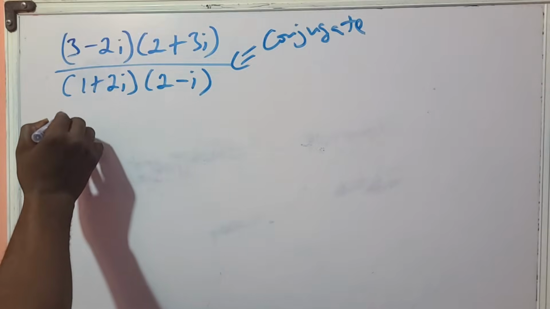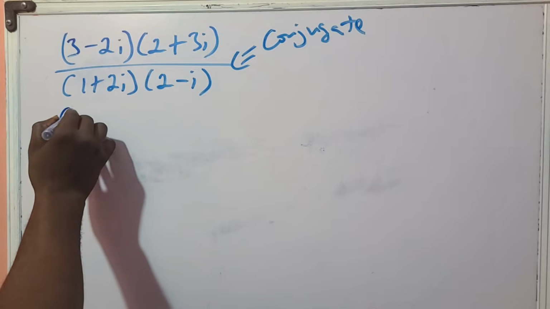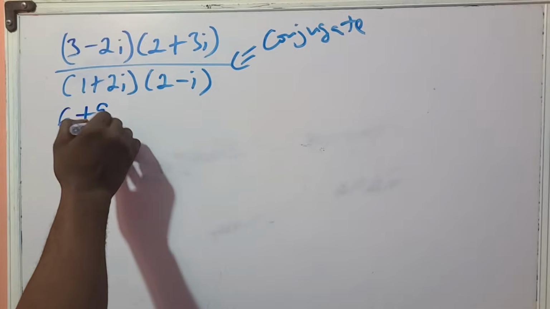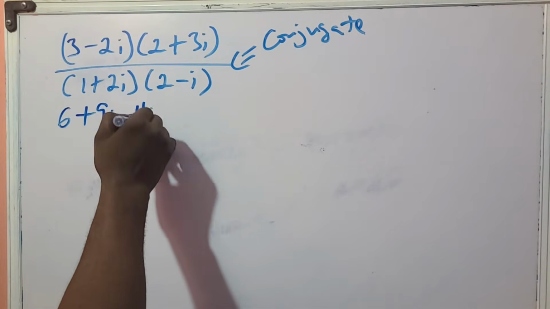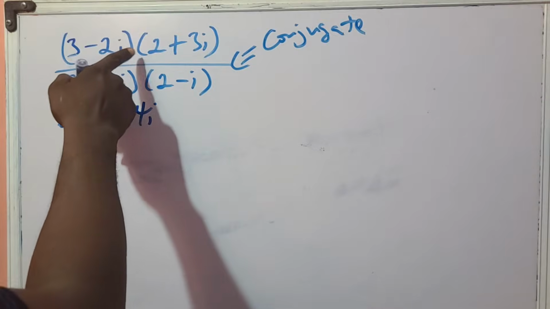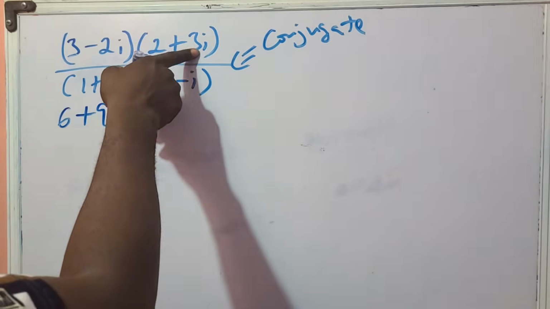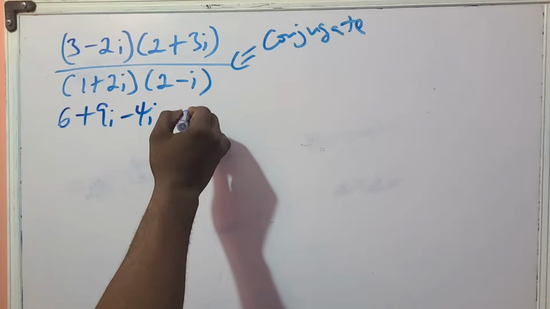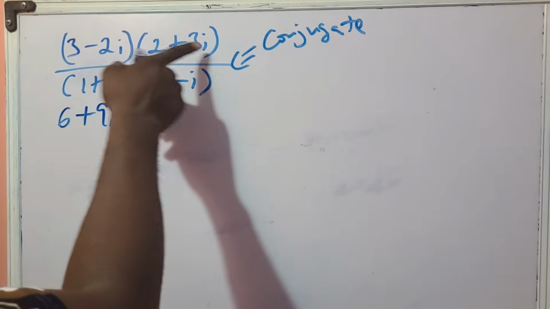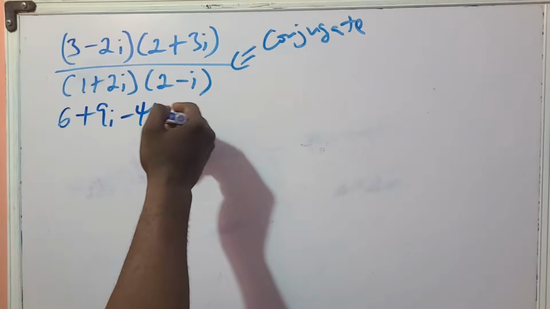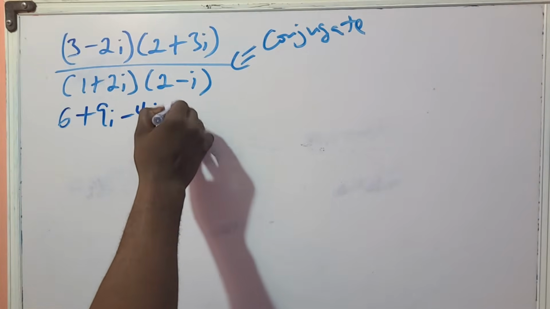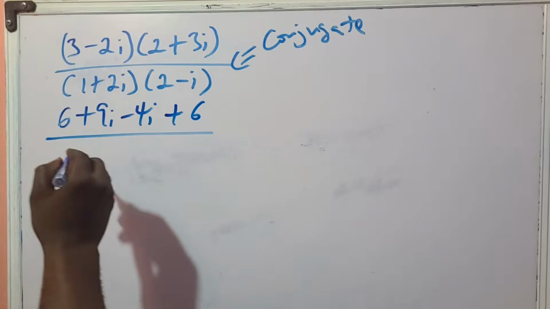This will be 3 times 2, this will be 6. And this will be plus 3 times 3, this will be 9i. Minus 2 times minus 2, that will be minus 4i. And then minus 2 times 3, it's supposed to be minus 6. All right. But because there's i times i, which is i squared, which we turn to minus 1, that will be minus 6 times minus 1. That will be plus 6. All right. This will be over.